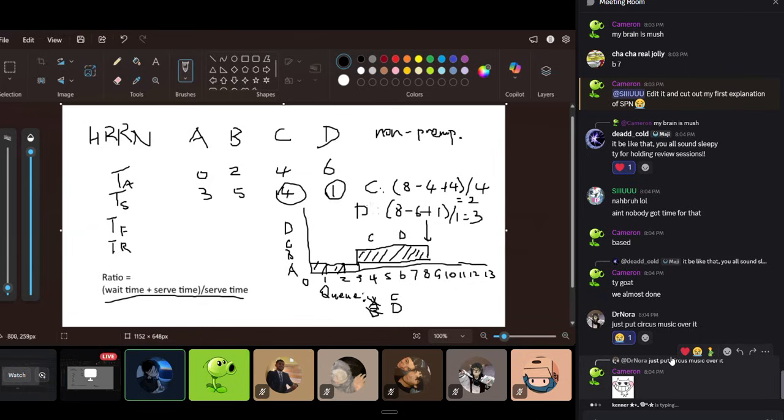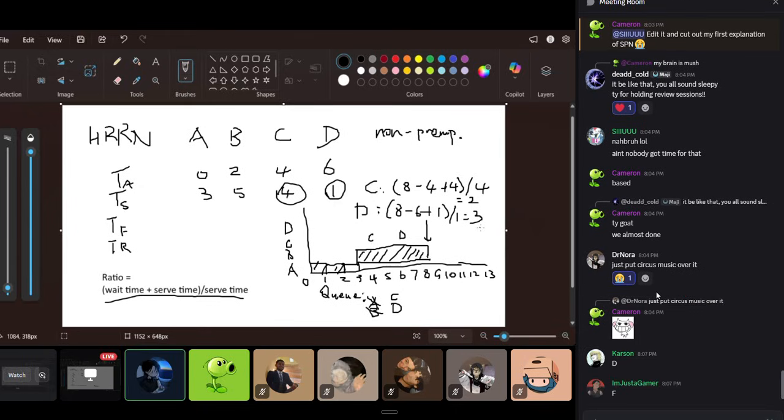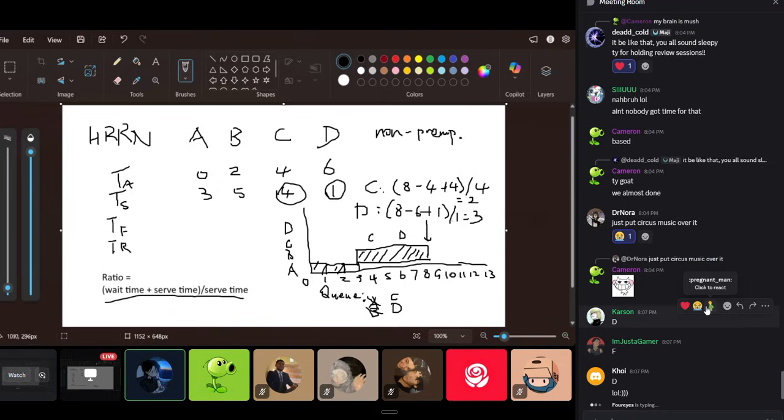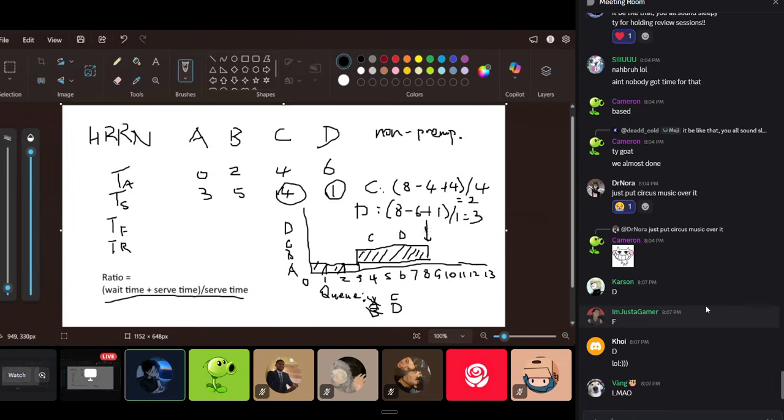So between C and D, which ratio is higher? Which one is higher, guys? D, perfect. Yes. F, yeah, that's probably going to be your grade. I'm just kidding. So 3 is greater than 2, right? So D gets to run next. So we're going to start at D, and it's going to go to 11.